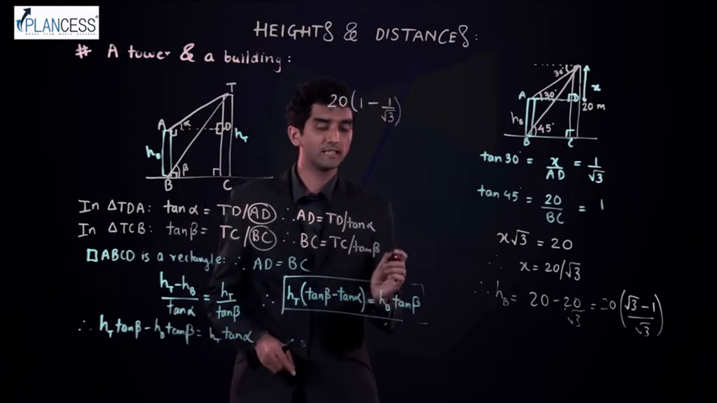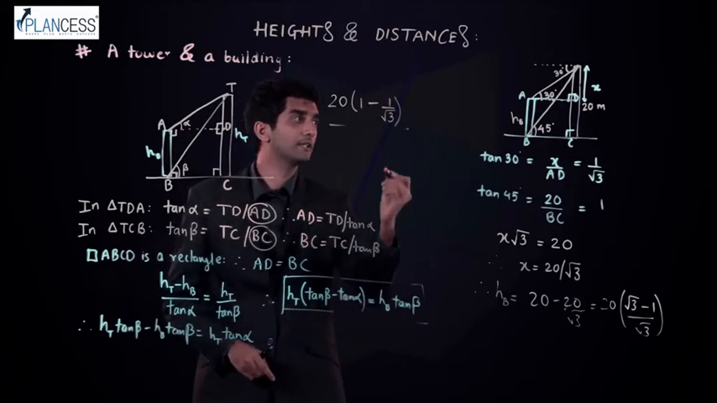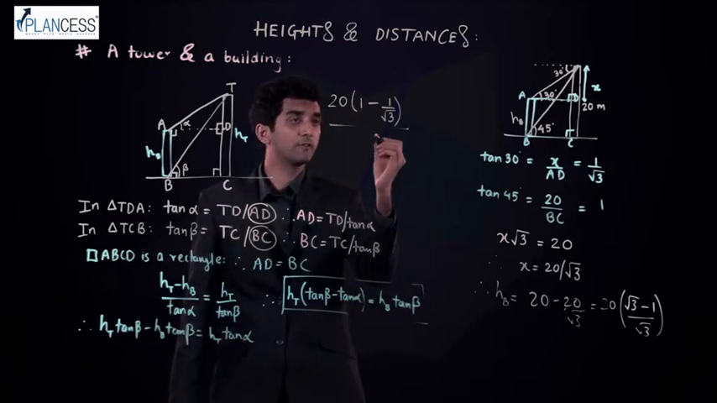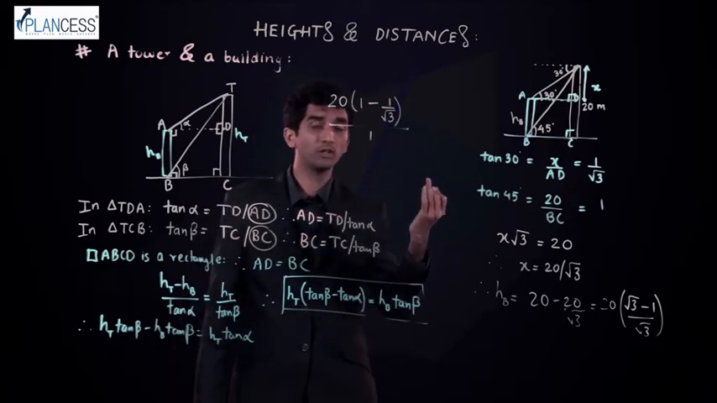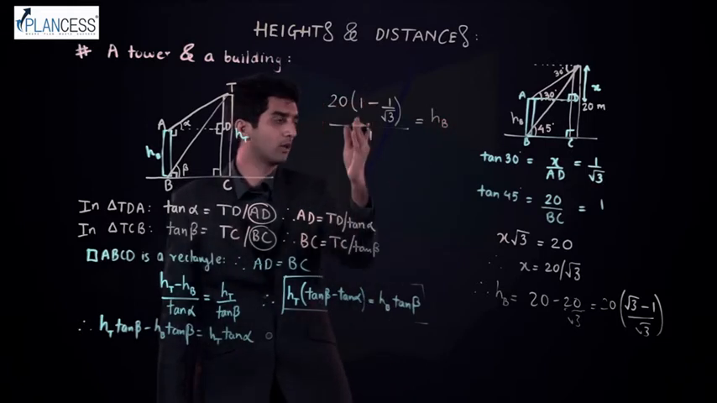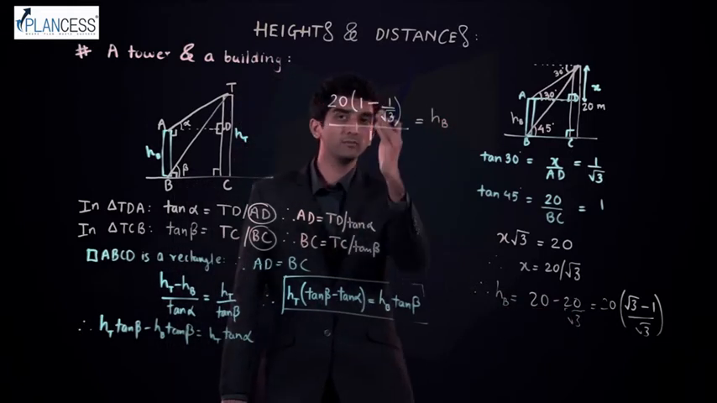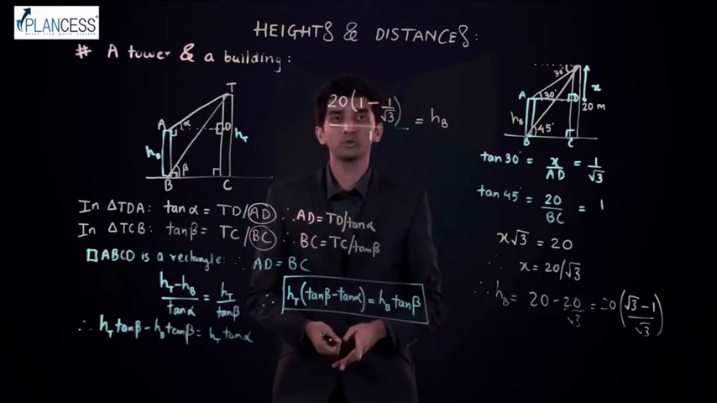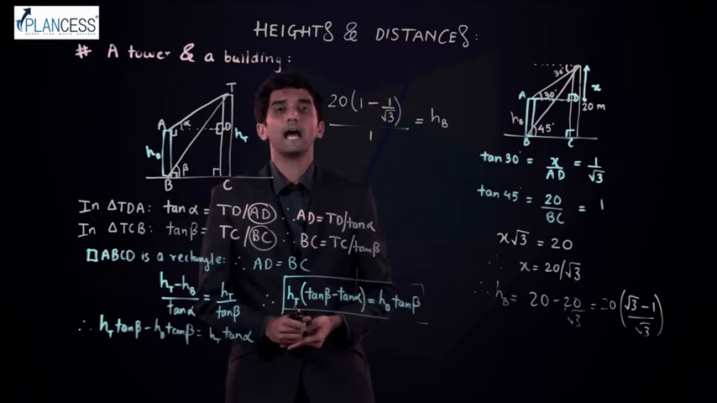This is how the left hand side is formed. Divide this by tan beta, and tan beta is tan 45, right? So tan 45 is simply 1. So this is what HB is, the height of the building. And if you notice, this is exactly what we have got here, 20 minus 20 by root 3. So this will simplify as 20 times root 3 minus 1 upon root 3 as the height of the building.